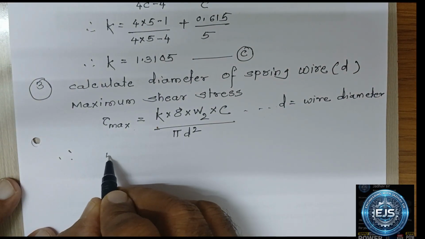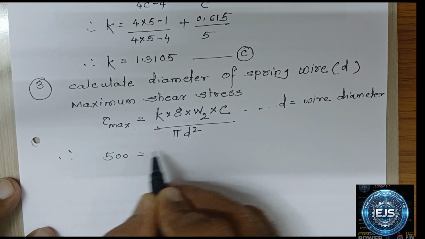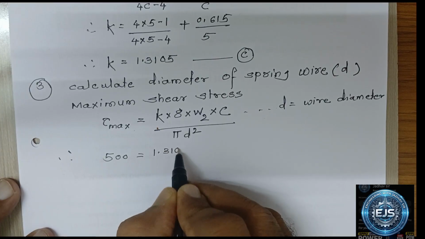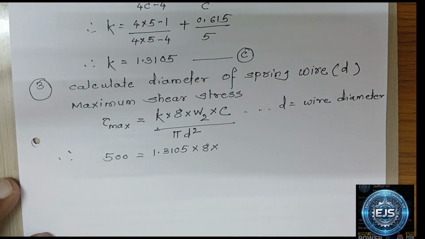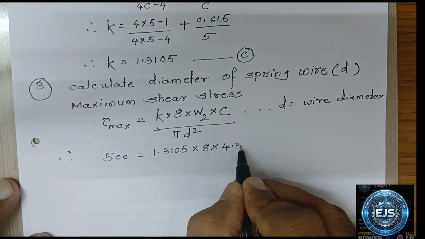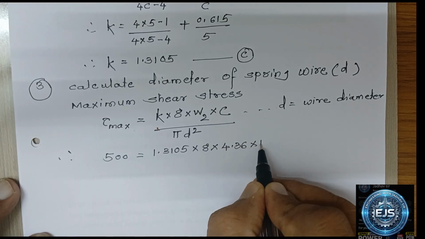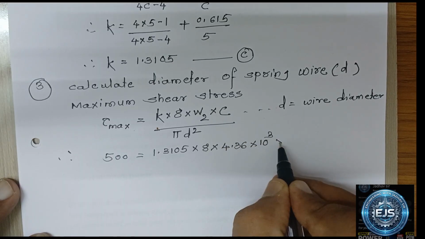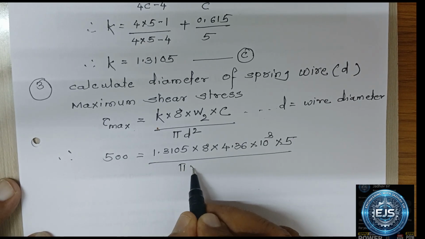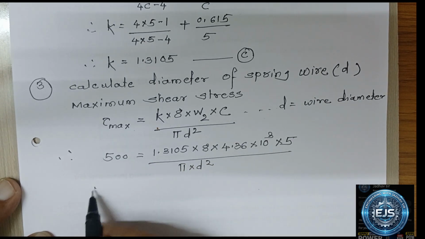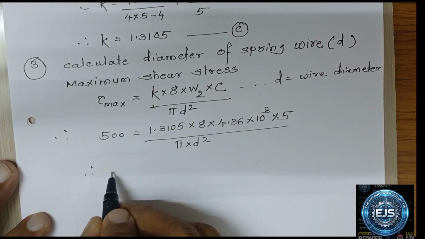तो मैक्सिमम शियर स्ट्रेस वैल्यू है 500 इज इक्वल टू K का वैल्यू है 1.3105 मल्टीप्लाइड बाय 8 इंटू W2 का वैल्यू है 4.36 into 10⁻3. मैक्सिमम लोड ऑन अ स्प्रिंग इज 4.36 into 10⁻3. स्प्रिंग इंडेक्स है 5 डिवाइडेड बाय पाई इंटू d स्क्वायर. So from this we get the d square value first.